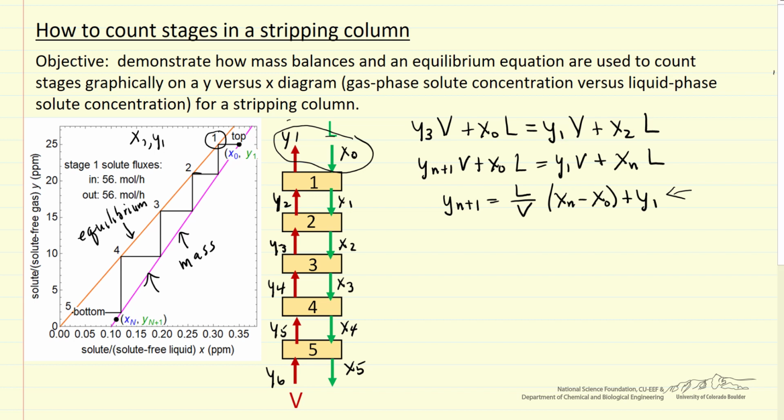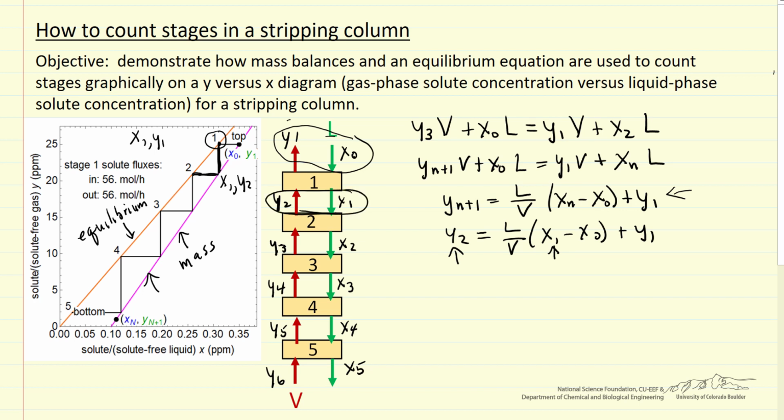And now if I were to draw this vertical line, this corresponds to x1 and y2, right? So x1 we already knew from this point, and y2, because y2 is equal to L over V times (x1 minus x0) plus y1. So x1 and y2 are on the mass balance line. So that's here where we have the mass balance.